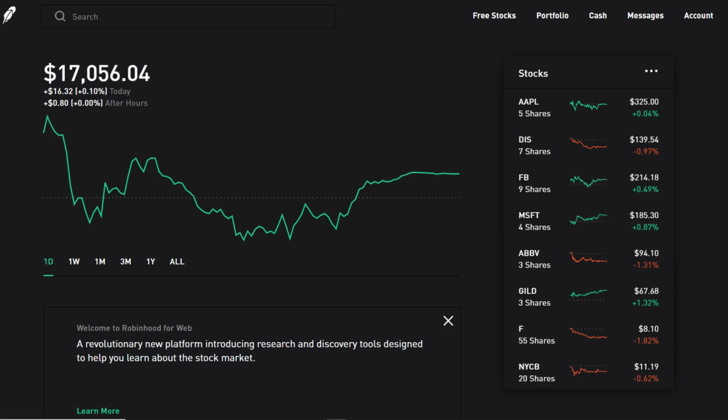I don't care about total return, I can look at that on a particular stock, which we will. Let's go ahead and take a look at Apple real quick.